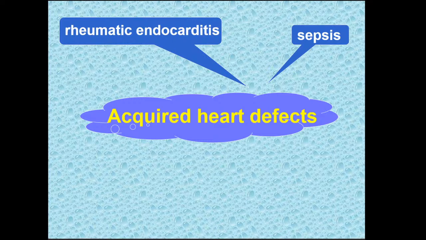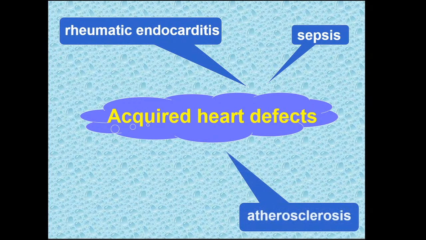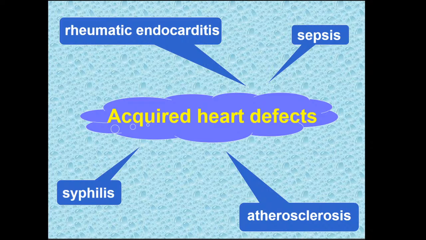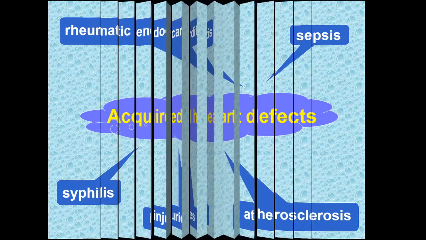It may be the result of sepsis, or atherosclerosis, which is more characteristic for aortic heart defect. We must remember about a specific venereal disease, syphilis, which can also provoke the formation of aortic heart defects, first of all aortic regurgitation. And we must remember about injuries, which are also due to traumatic affection of the heart, and may be abnormal growth of connective tissue.